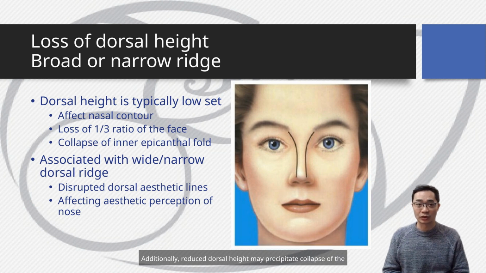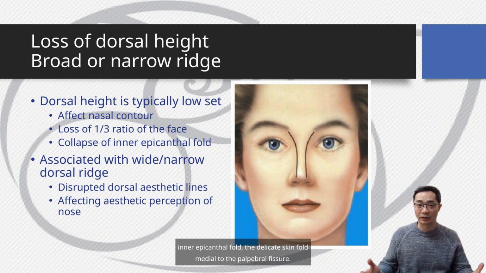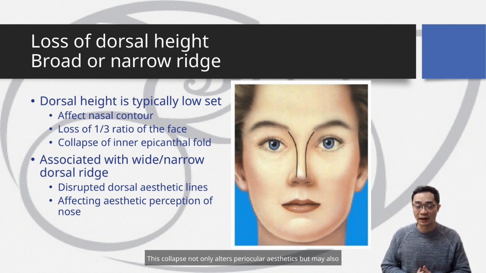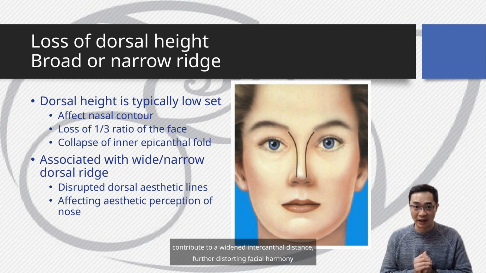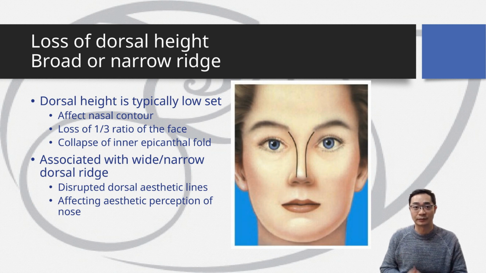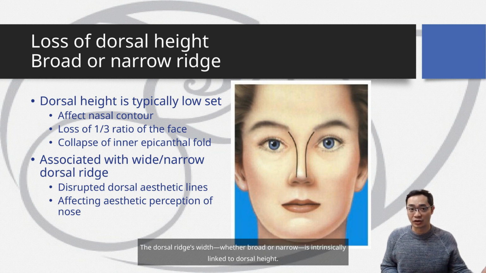Additionally, reduced dorsal height may precipitate collapse of the inner epicanthal fold, the delicate skin fold medial to the palpebral fissure. This collapse not only alters periocular aesthetics, but may also contribute to a widened intercanthal distance, further distorting facial harmony. The dorsal ridge's width, whether broad or narrow, is intrinsically linked to dorsal height.